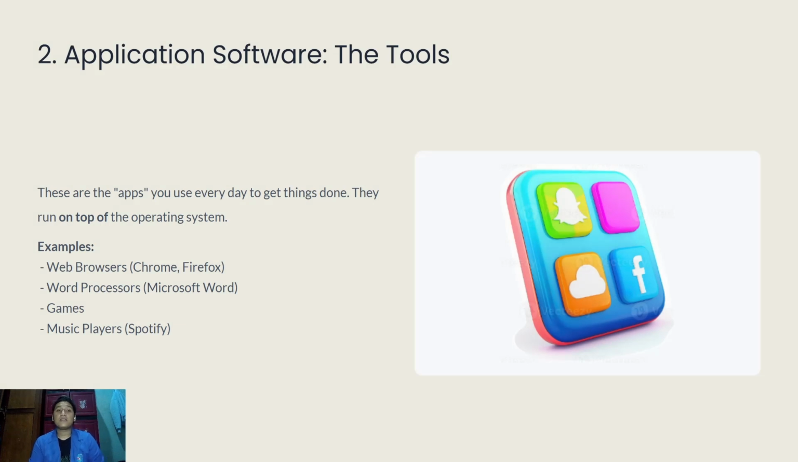The next one is application software, or the tools. These are the apps you use every day to get things done. They run on top of the operating system. For example, when you open a web browser such as Chrome or Firefox, or a word processor like Microsoft Word, a presentation app, or Excel in Office. Also games and music players. You have to run the app first before you can use Spotify or a gaming app.